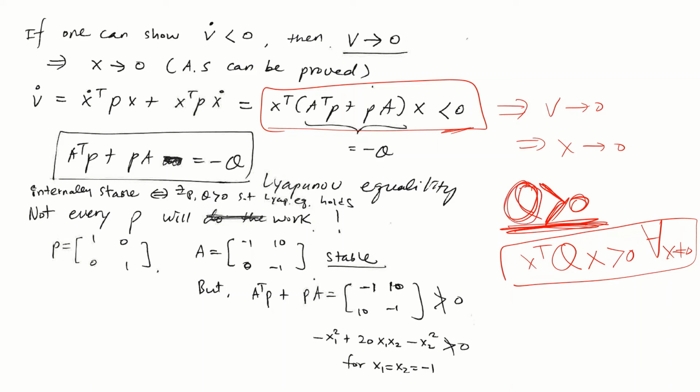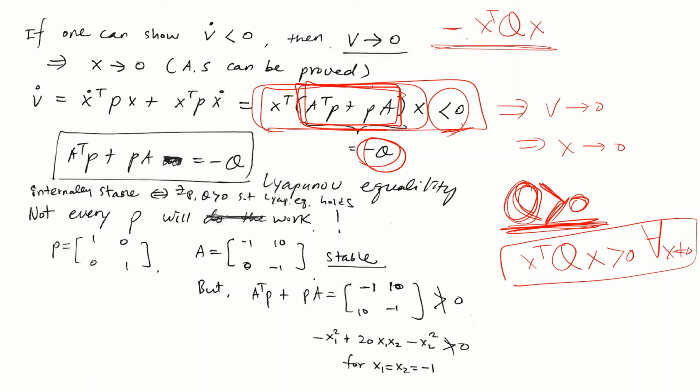Now this Q is positive definite. What we want is to have this guy less than 0 all the time. So that means the matrix in the middle is now set to minus Q. So you have minus x transpose Q x, and we want this to be less than 0. Of course, that will be true because Q is positive definite, so this part is always positive. We have a negative sign, so it should be less than 0.